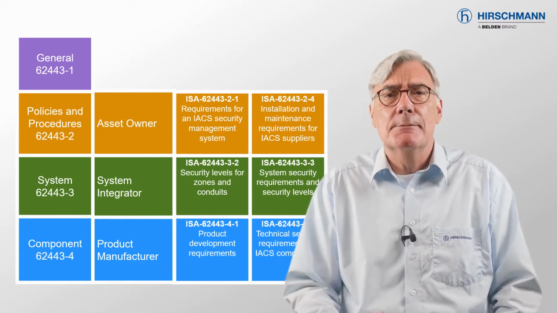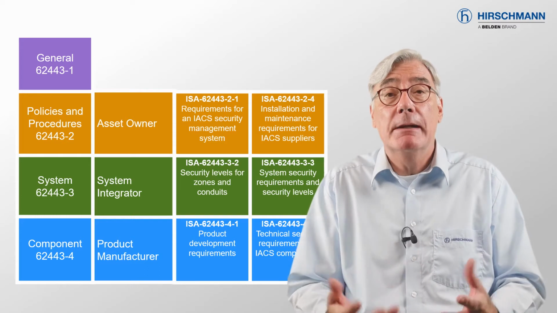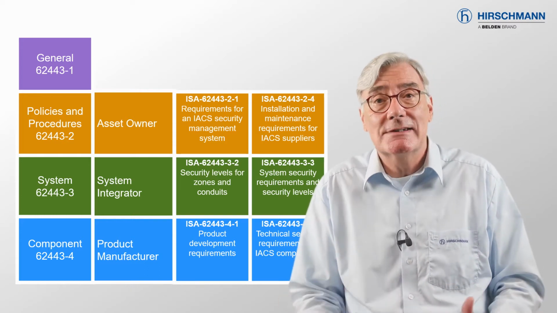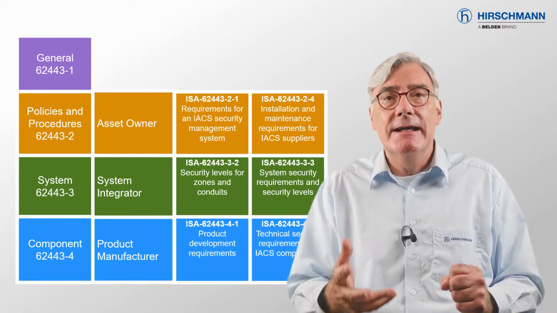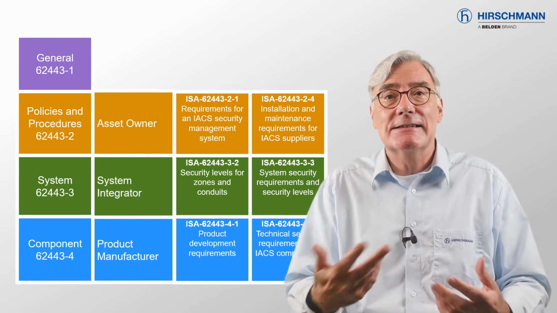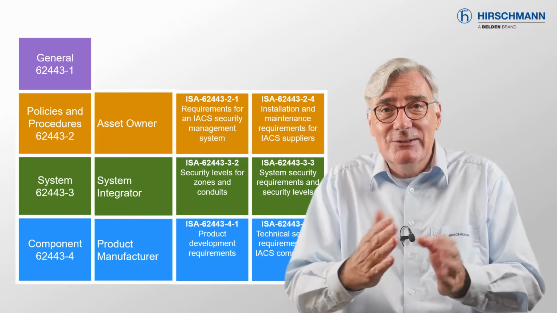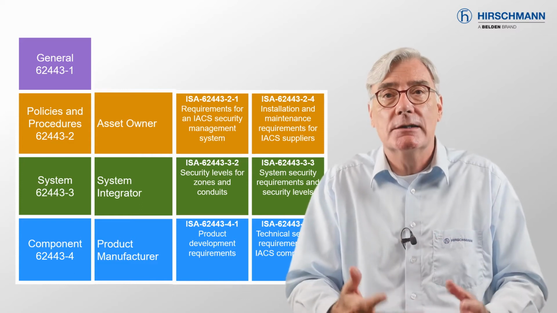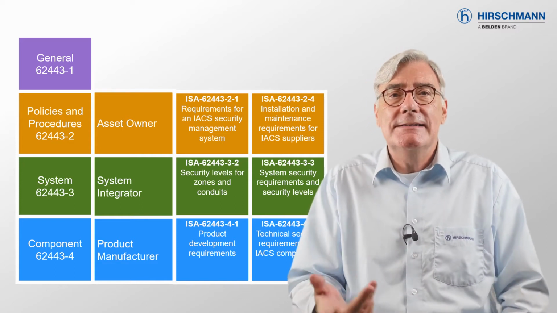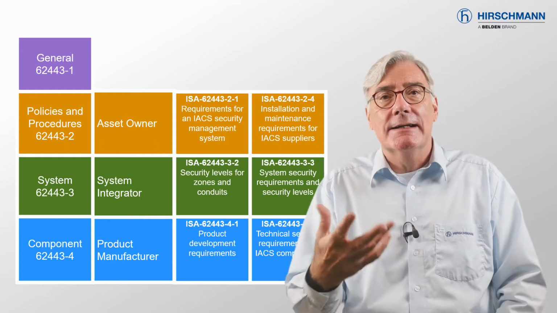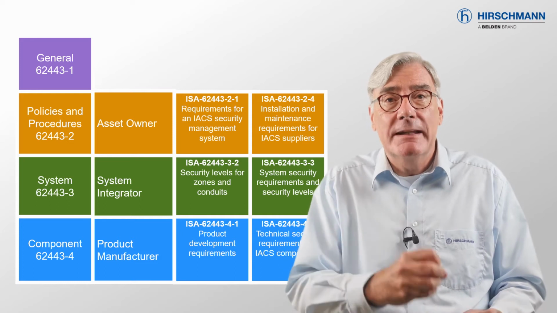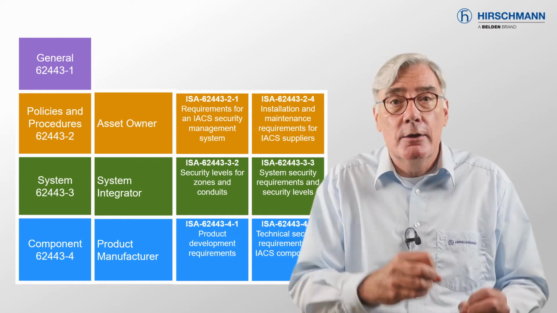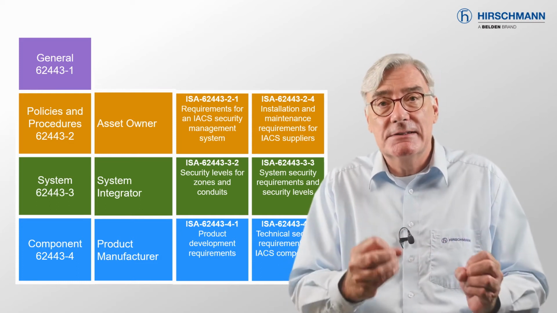If you are a system integrator developing and building an industrial control system, Section 3-2 provides guidance on the design and security of a zones and conduits network topology. Section 3-3 assists you to evaluate whether your IACS meets the requirements defined by the asset owner's cybersecurity policies.